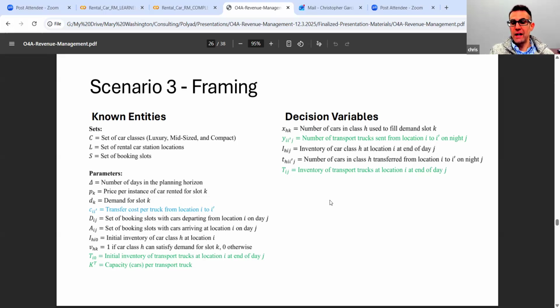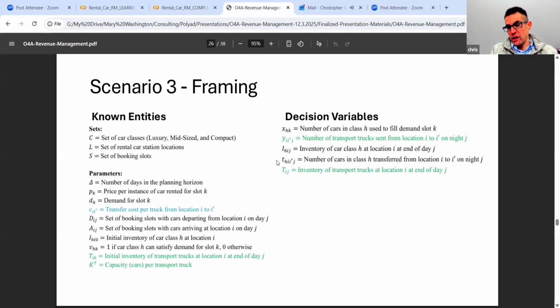One of these is going to be modeling the number of trucks that are sent from one location to another. So we're going to let I prime J be the number of transport trucks that are sent from location I to I prime on night J. Remember, the day ends and there's the ending car inventory at the location. Then the night begins and the trucks move at night, and then they're stationed at their new location each day.